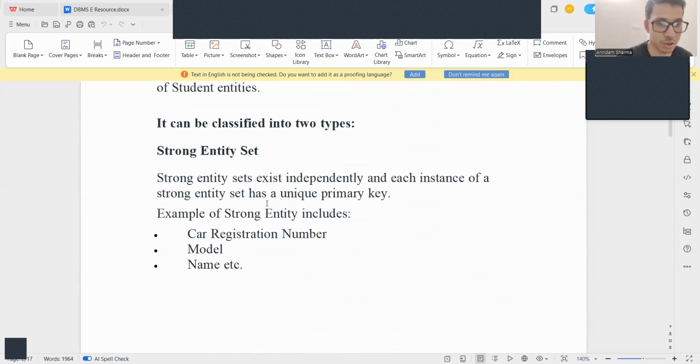So what is a strong entity? Strong entity sets exist independently, and each instance of a strong entity has a unique primary key. For example, car registration number, model, name, etc. So let's understand what it means. It has to have a unique primary key and exist independently.